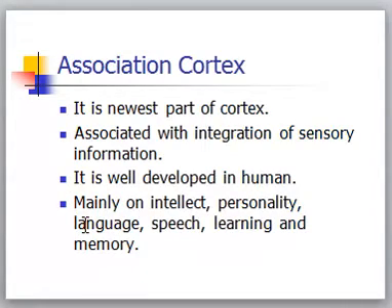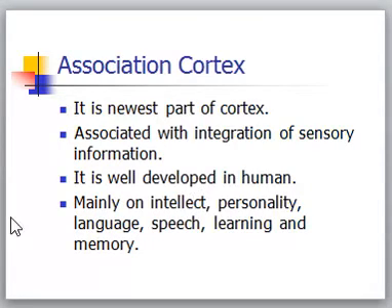Next we are going to move to the important point. It is well developed in humans. The neocortex is absent in fish, amphibians, and reptiles, and it is poorly developed in non-human mammals, but it is most well developed in humans because it mainly acts on intellect, personality, language, speech, learning, and memory. These are skills which are present in humans only. So maybe that is the reason it is well developed in humans.